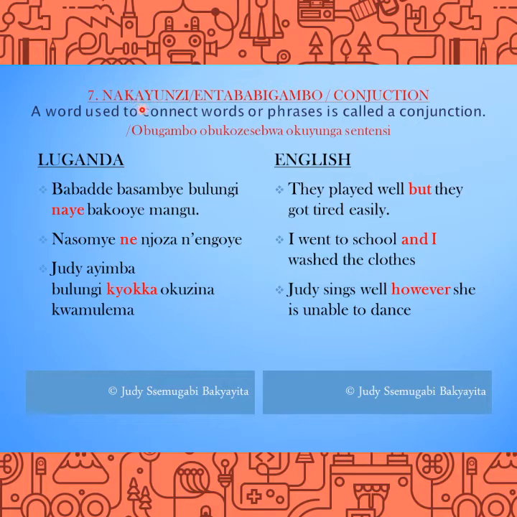The 7th part of speech is nakayunzi or entaba bigambo. In English, it's called conjunction. Conjunction is the words used to connect words or phrases in Luganda. Obugambo obukozesebwa okuyunga sentence.